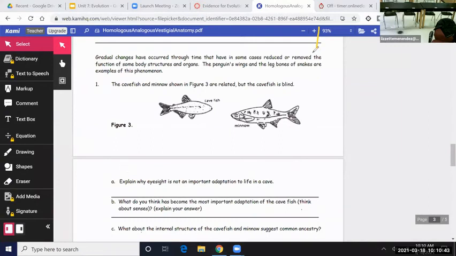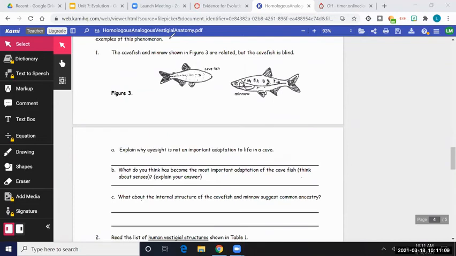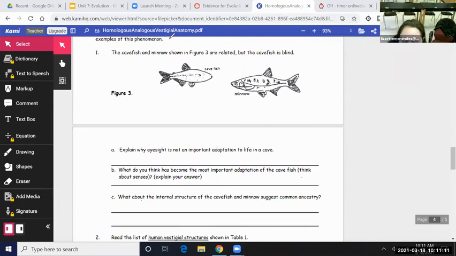Okay, so here we looked at 2 fish. We have the cavefish and the minnow, and we know they're related, but the cavefish is blind. So, why do you think that eyesight is not an important adaptation to living in a cave? Because it's dark down there already. Yes, it's very dark. There's no light going into caves. And if you don't have light, then you can't see anything.